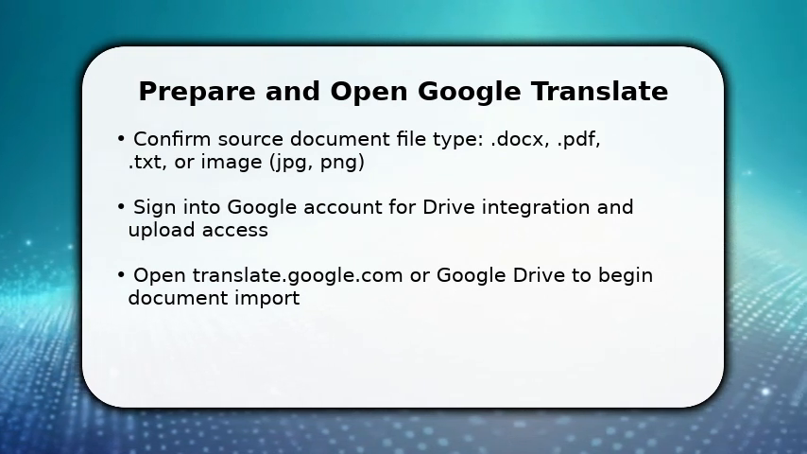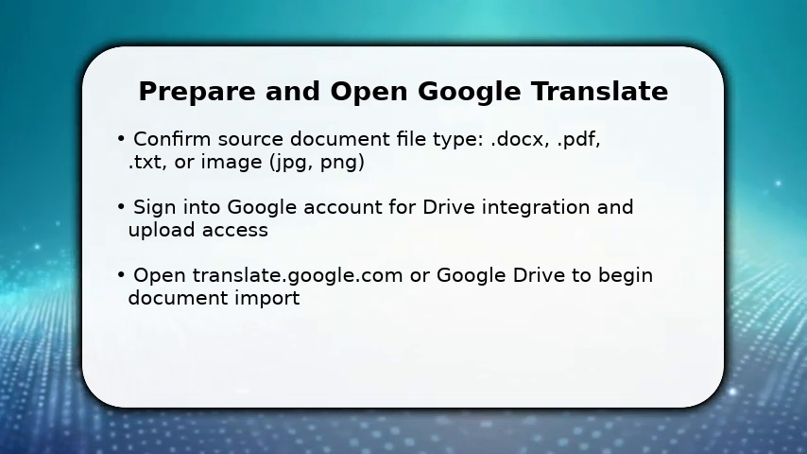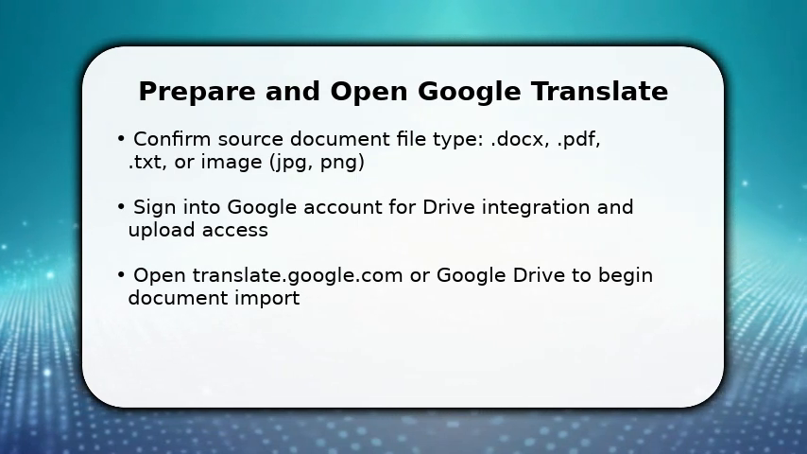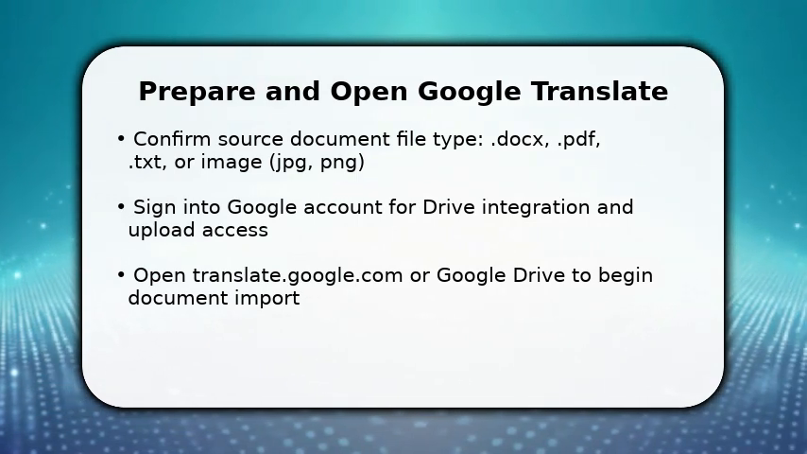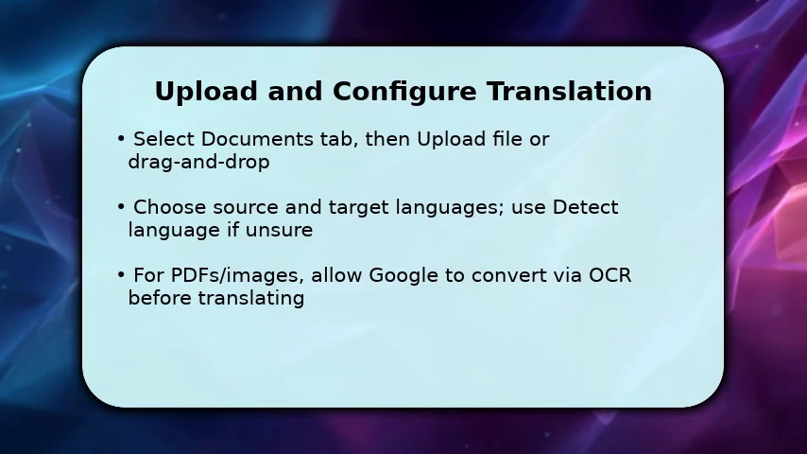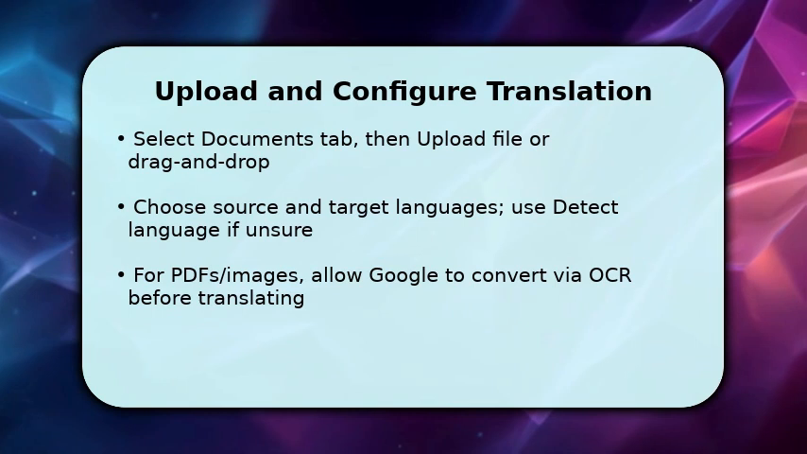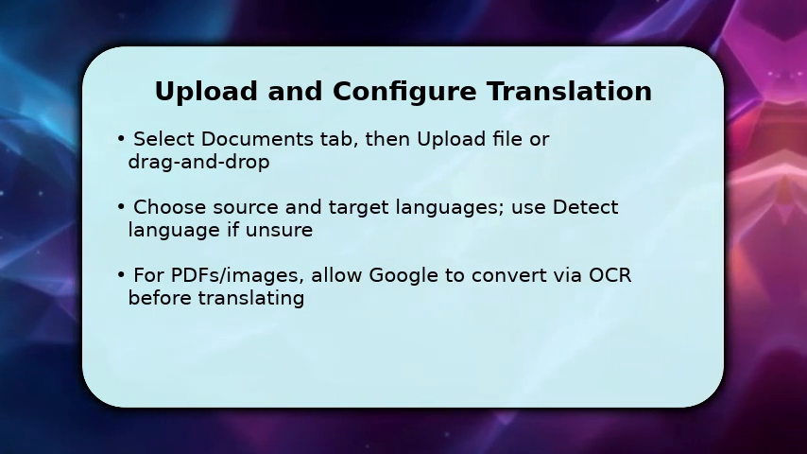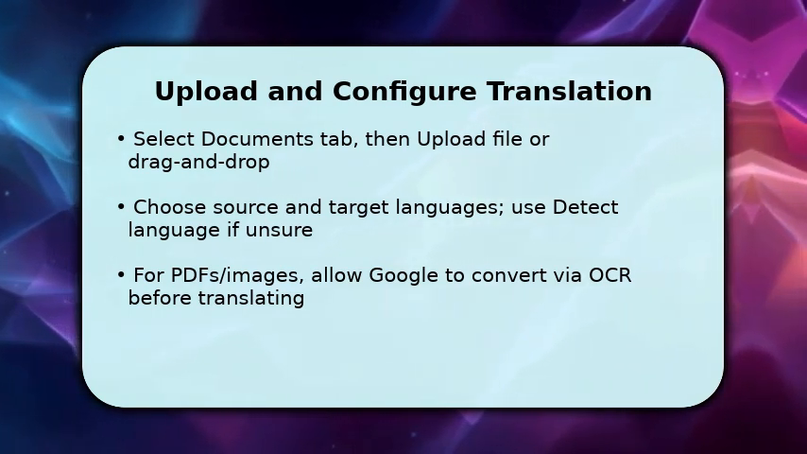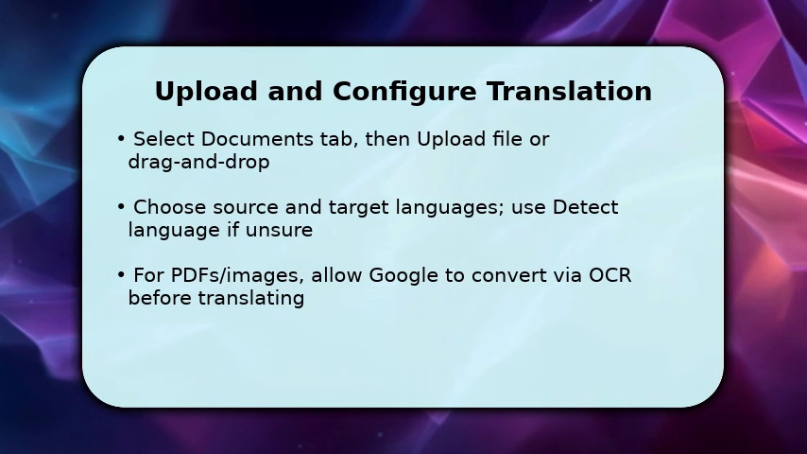Now click Documents on the Google Translate page, or right-click the file in Drive to open with Google Docs for conversion. Once the file is uploaded, choose the Documents tab and either upload or drag the file into the interface. You must pick the target language. If you don't know the original, use Detect Language so Google identifies it automatically.